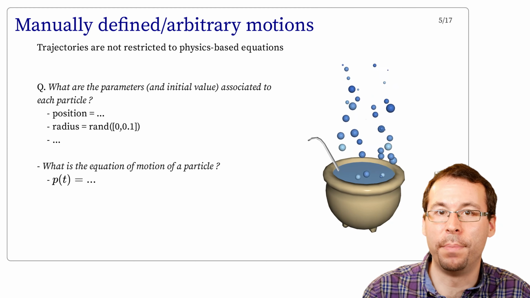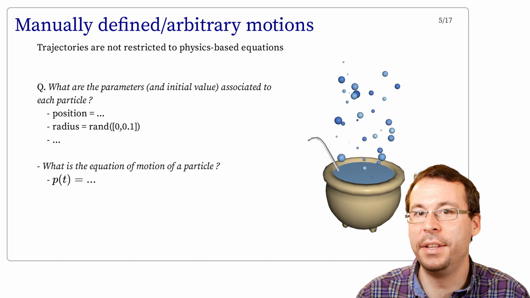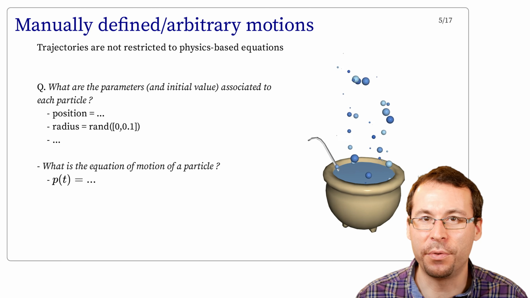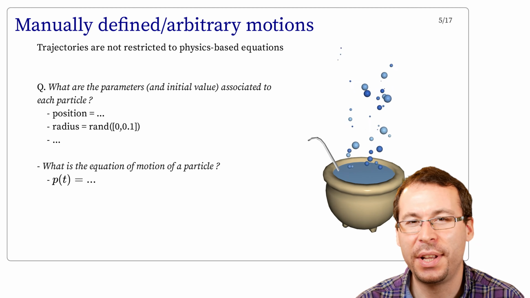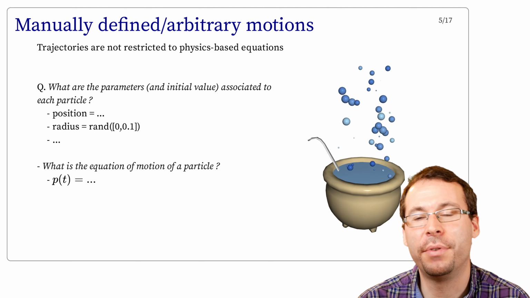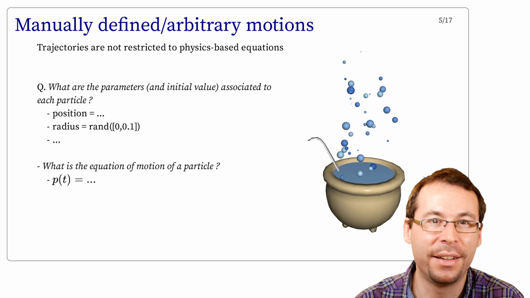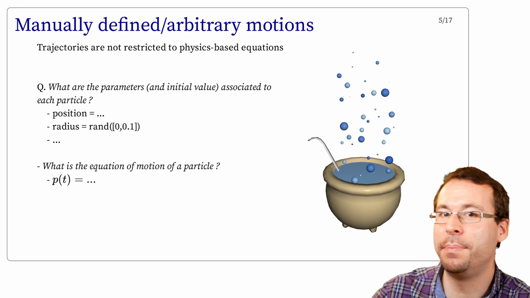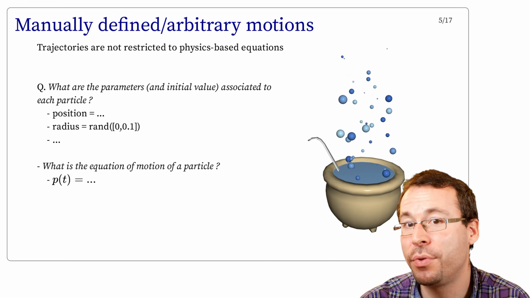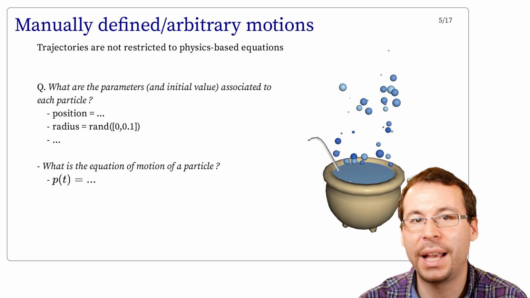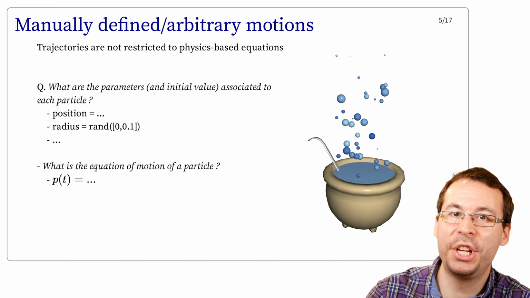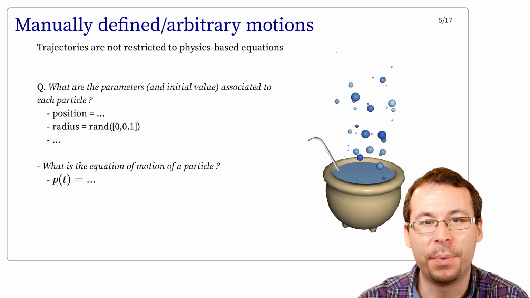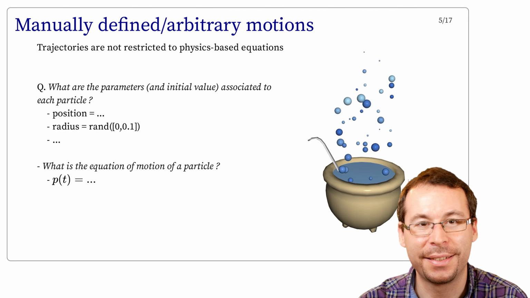And this is another example. In this case, the trajectories are defined using arbitrary motions, not necessarily related to physics. So here's another set of questions. What are the parameters and the type of initial values that we need to attach to each particle? It can be the initial position, the radius of the particle, which seems to be uniformly distributed in a small interval of values, but we may need other parameters as well. And the second question now is: what is the equation of motion of these particles? Note that implementing this example corresponds to the second exercise of the lab class.